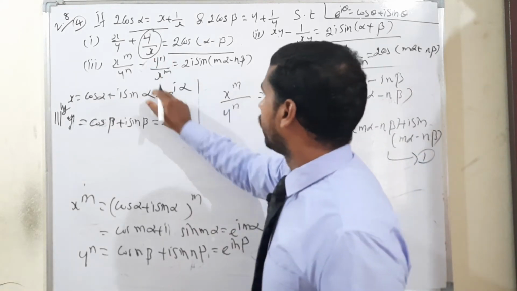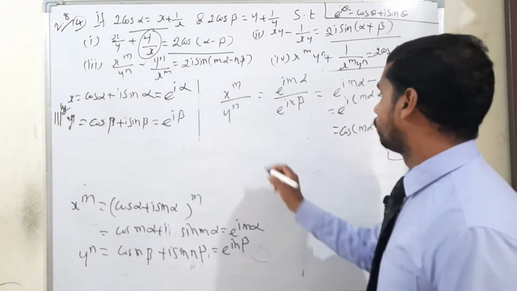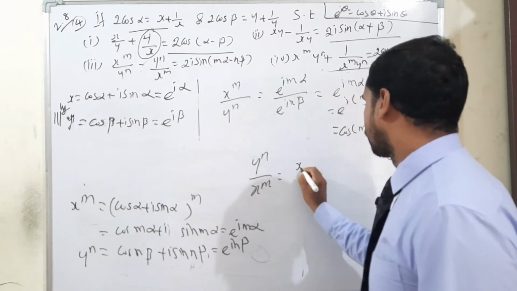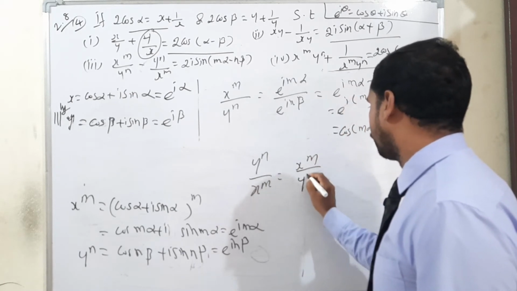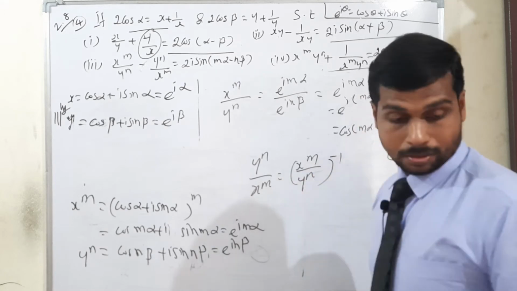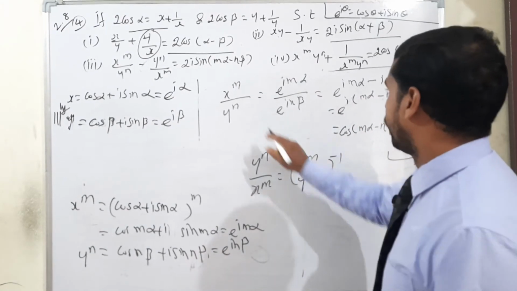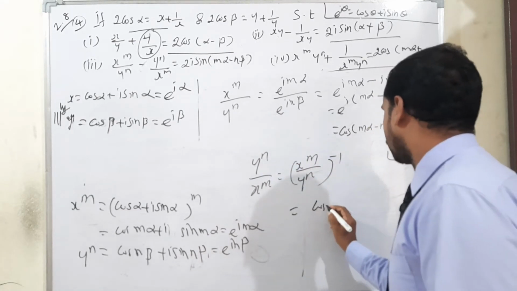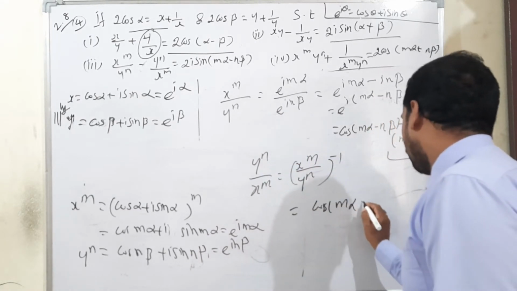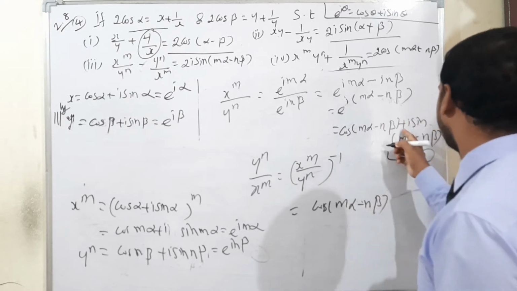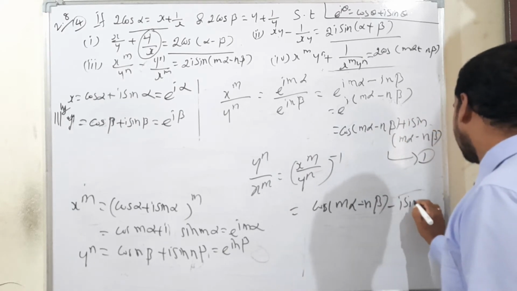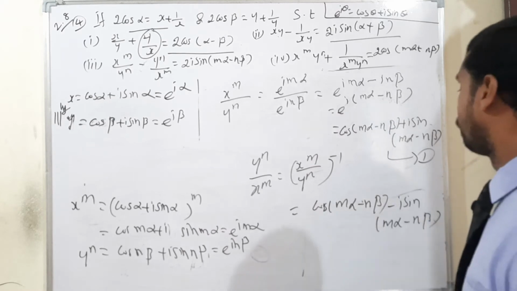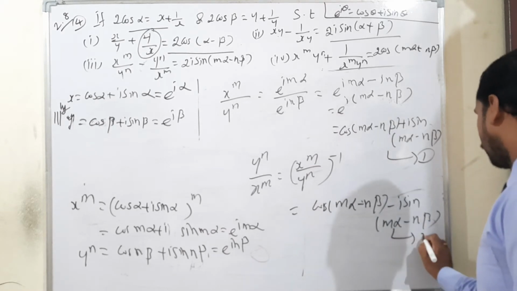Second term, y to the power n divided by x to the power m. That is called the reciprocal of x to the power m divided by y to the power n. So already we know x to the power m divided by y to the power n, what is the value? cos of m alpha minus n beta, instead of plus we can write minus i sin of m alpha minus n beta. Now this is considered equation number 2.